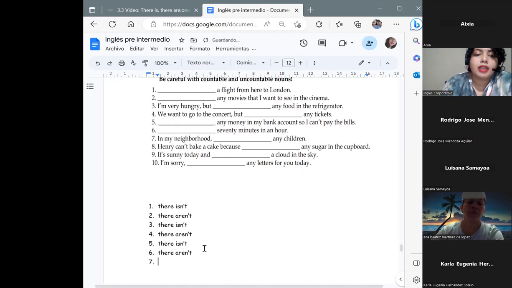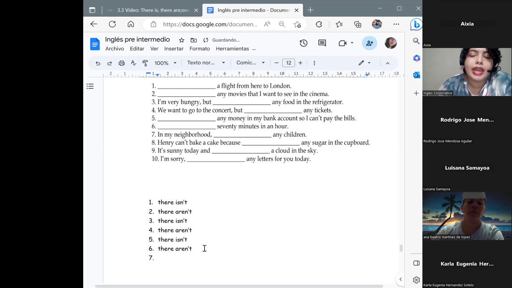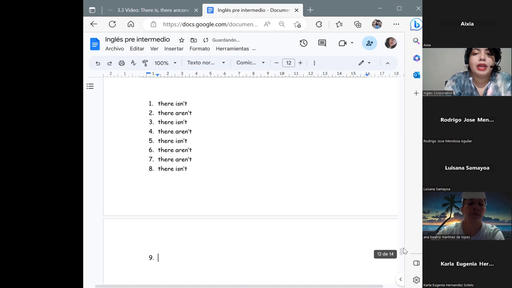Very good. Number seven. In my neighborhood, any children? There isn't or there aren't? Any children? Ningún niño. There aren't. Very good. En este caso sería, no hay niños, porque children es plural. Number eight, Henry can't bake a cake because any sugar in the cupboard. There isn't or there aren't? There isn't. Porque aquí el azúcar no tiene el mismo sistema de conteo que necesitamos para los plurales.